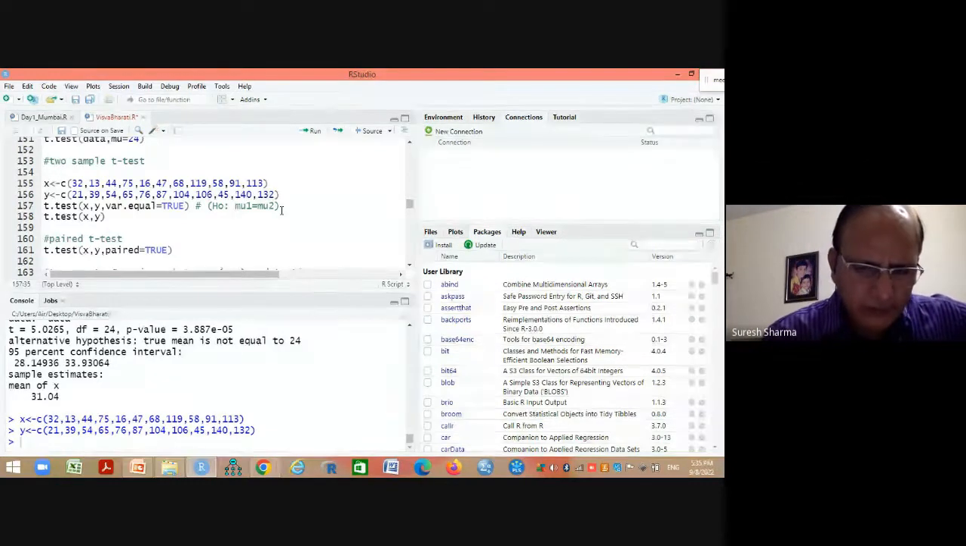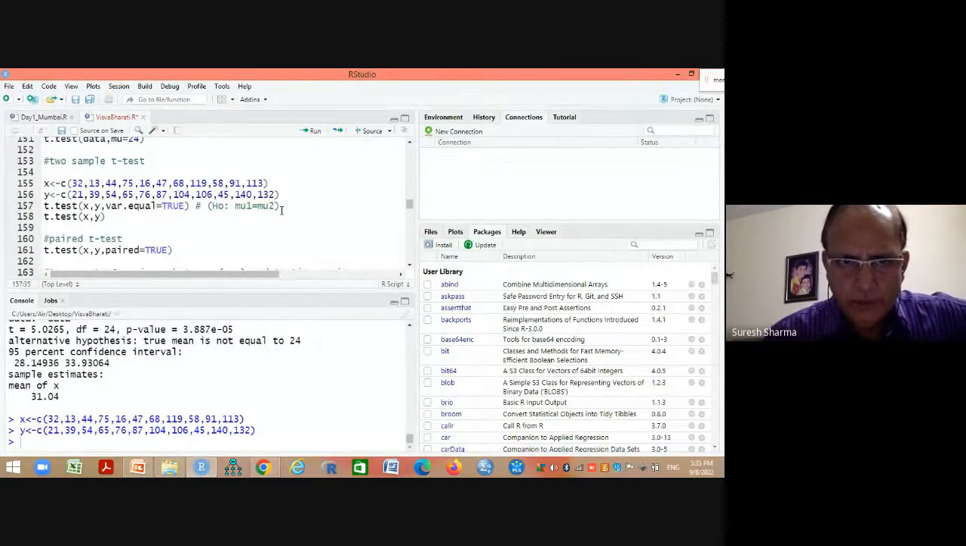Now, whenever we test mu1 is equal to mu2, I'm silent about the variances because your variances may be the same. Variance of X may be close to the variance of Y, right? If that is the case, we write var.equal is equal to TRUE. But generally, if I simply write t.test(X, Y), it will assume that the variances are not equal. So let me apply both. First of all, apply this.